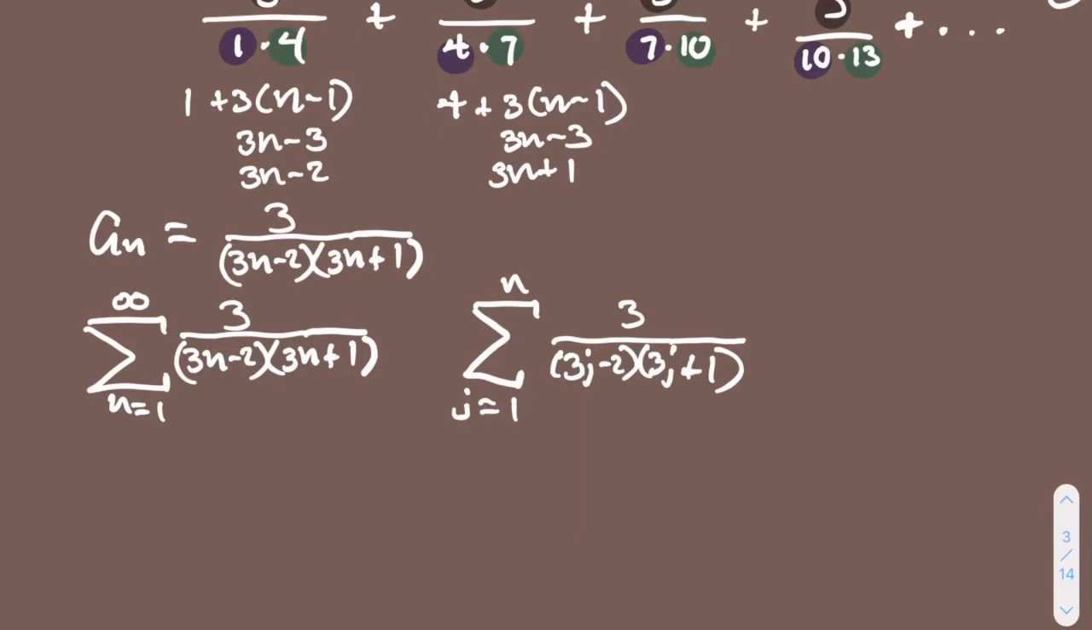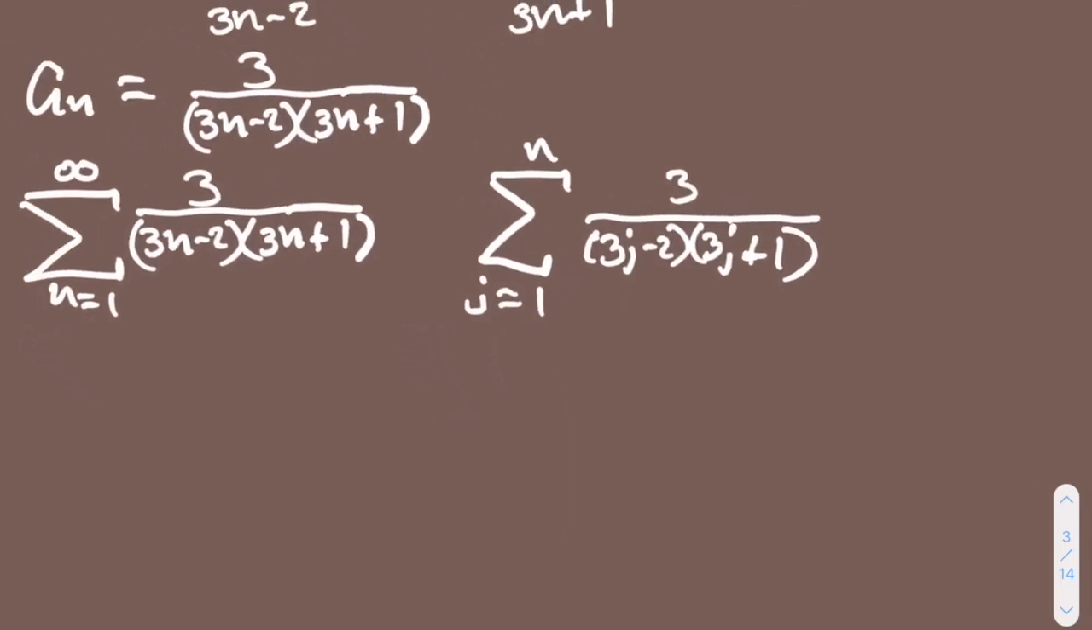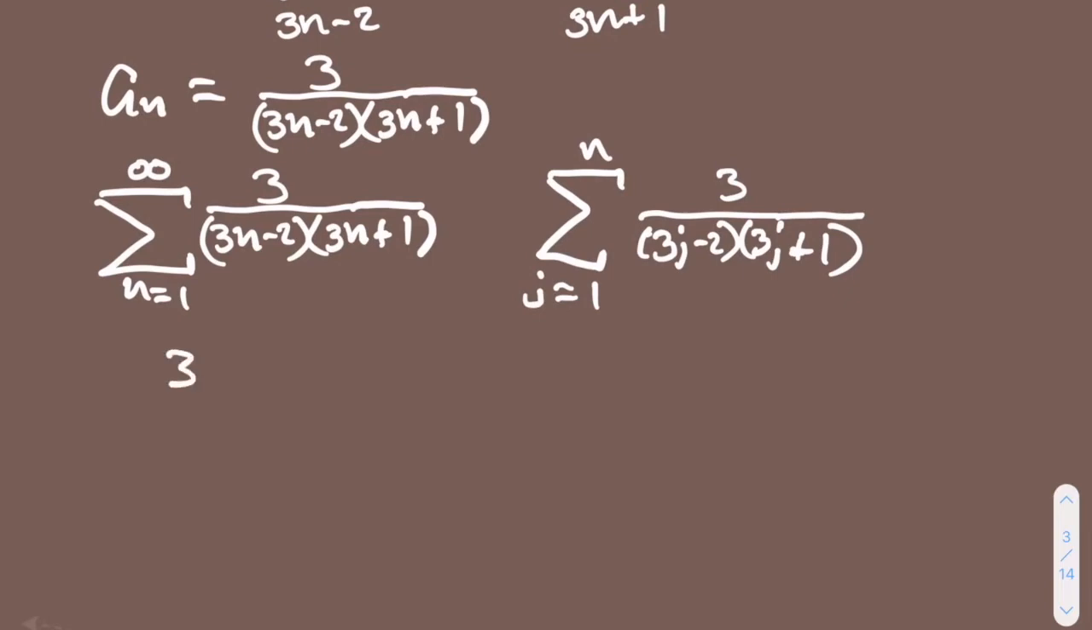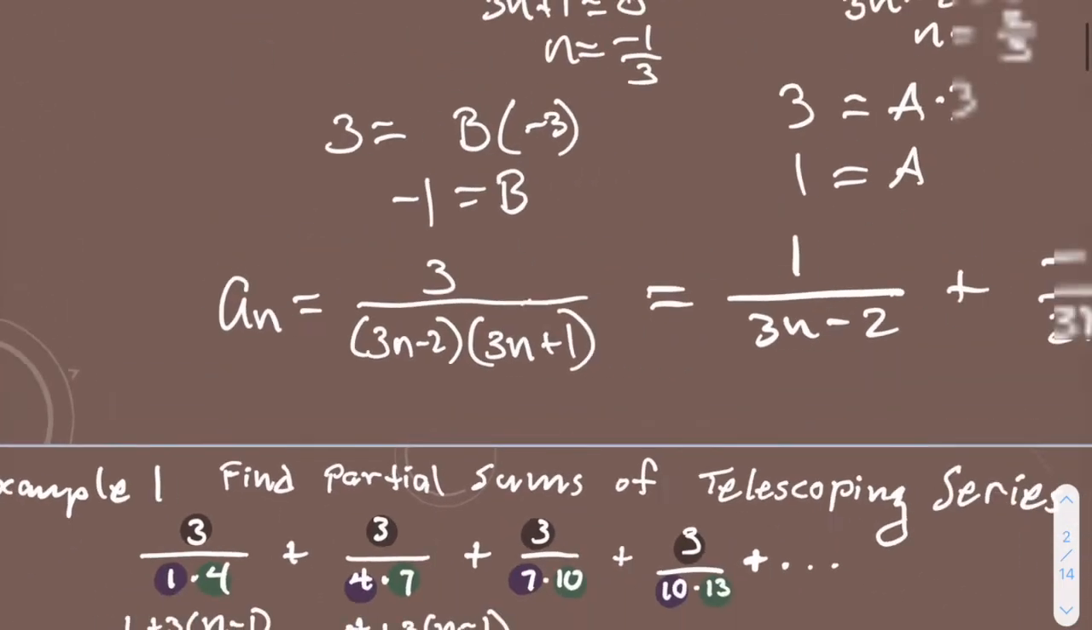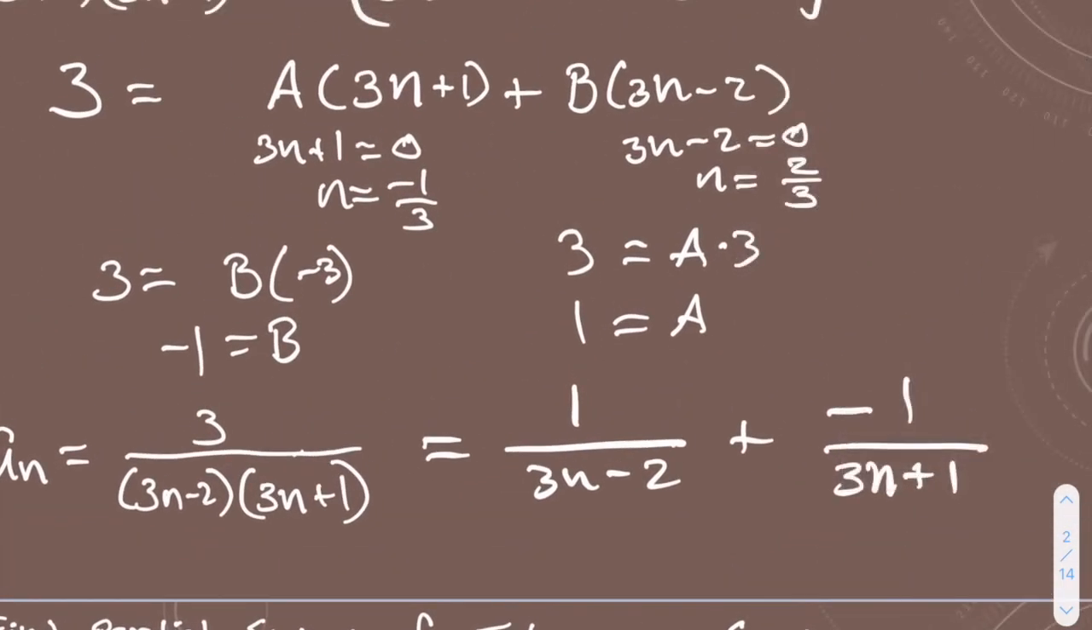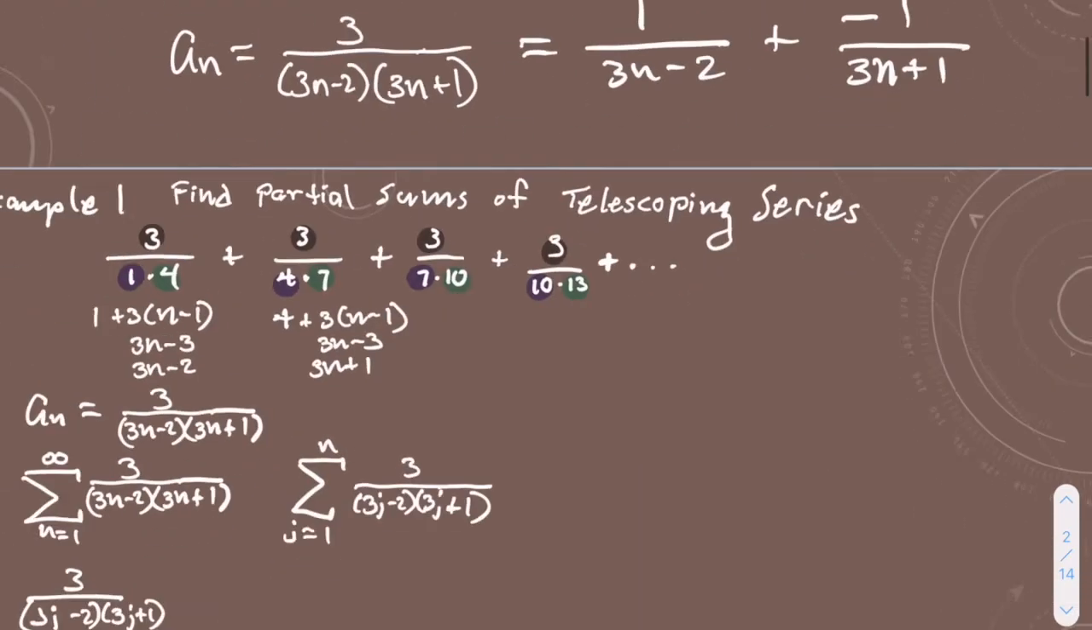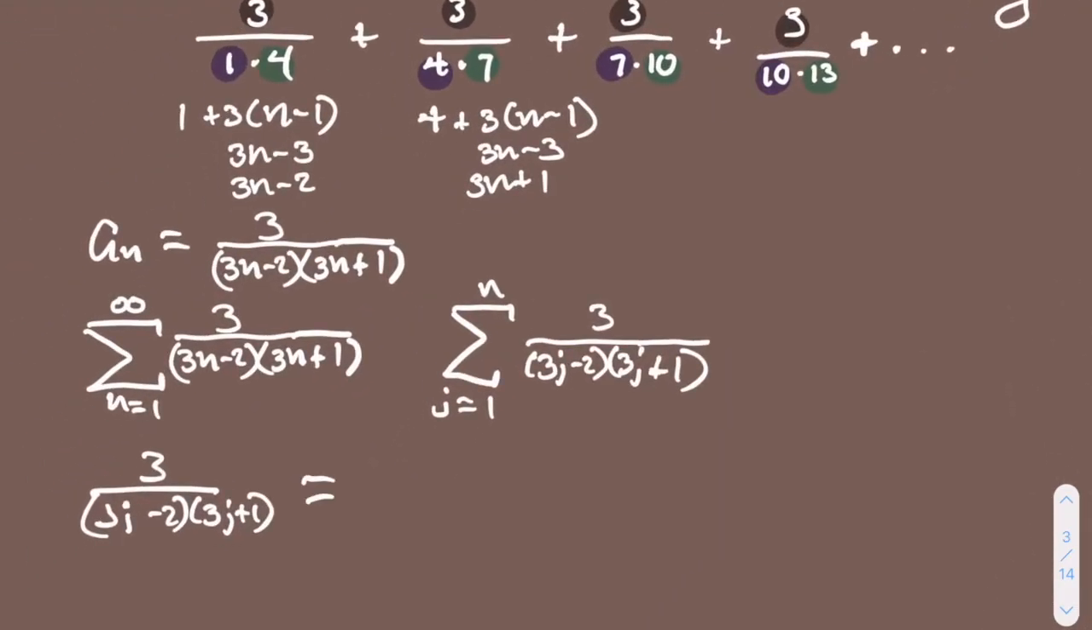But wouldn't it be nice if we could break that fraction up at the bottom? And we can, because we're doing this. 3 over 3j minus 2 times 3j plus 1. Well, that's the problem that we just did up here, 3n minus 2, 3n plus 1. And we figured out that that was 1 over 3n minus 2 plus negative 1, which you can just call minus 1 over 3n plus 1. So we're just going to go ahead and write that. So this is going to be 1 over 3j minus 2 minus 1 over 3j plus 1.